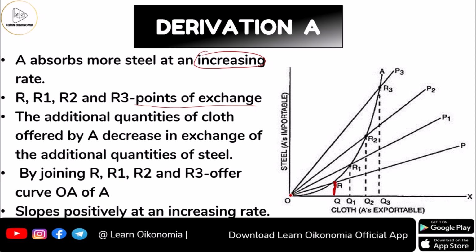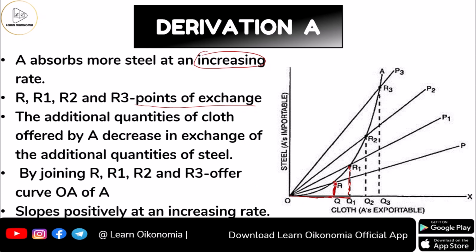RQ1 steel for OQ of cloth, and at this point R1, what happens is that you will be going for RQ1 of steel for OQ1 of cloth. At this point R2, again you can have OQ2 cloth exchanging for RQ2 steel. At point R3, you have a situation where you are going for R3.